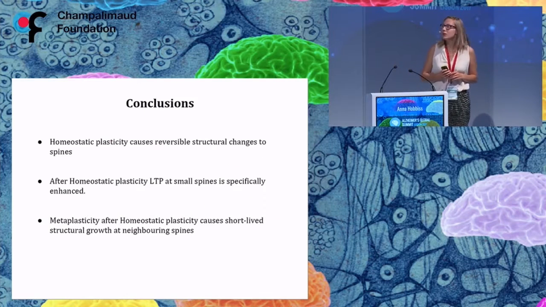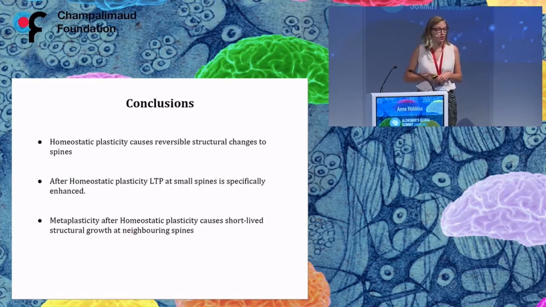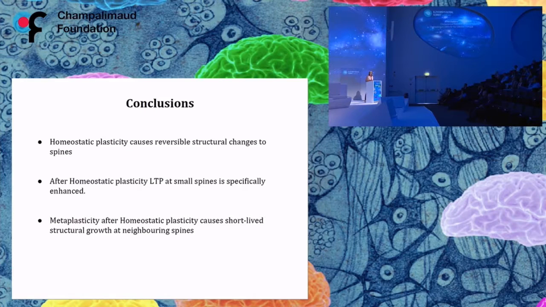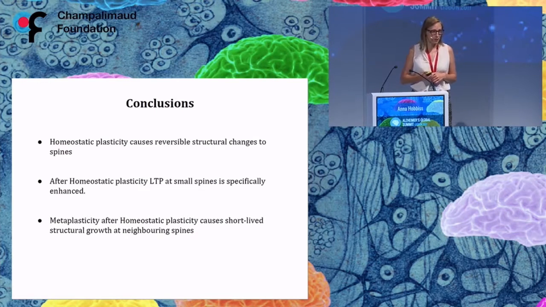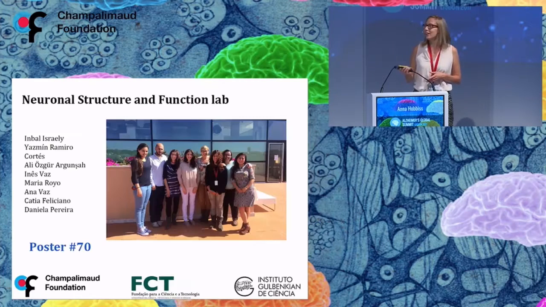So just to conclude, I told you that homeostatic plasticity causes reversible structural changes to spines, that after homeostatic plasticity, LTP at small spines is specifically enhanced, and that metaplasticity after homeostatic plasticity causes short-lived structural growth at neighboring spines. We also looked at many other factors to do with the way homeostasis changes LTP, and there on my poster, it's number 70, so do come ask me about them later.